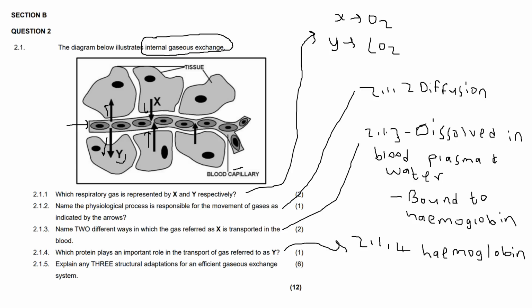And then lastly, 2.1.5. They're asking us to find three structural adaptations for an efficient gaseous exchange. So three ways in which the structure in the lungs can be adapted for gaseous exchange. I'll just give you the three points, and then I'll explain how each will help.